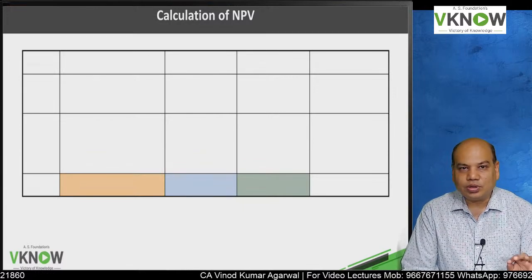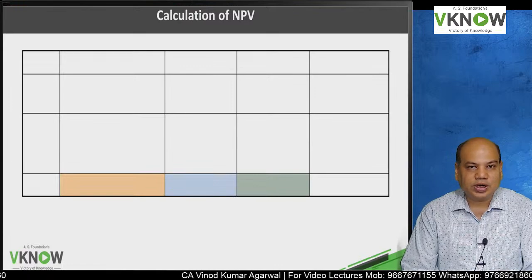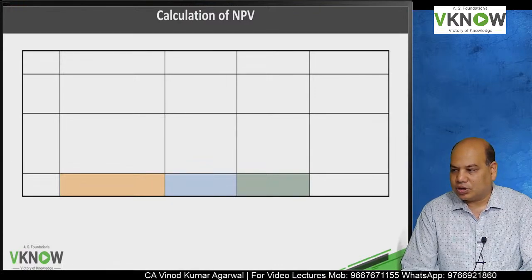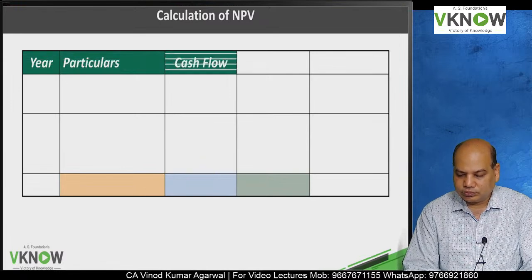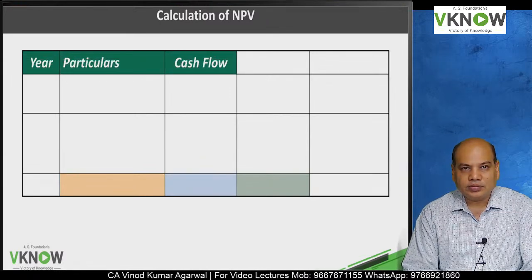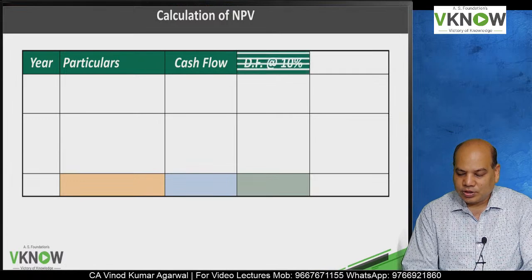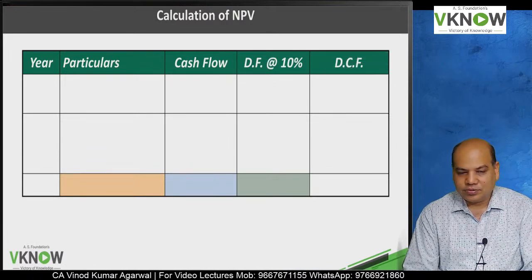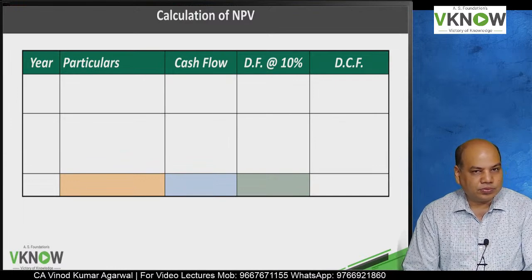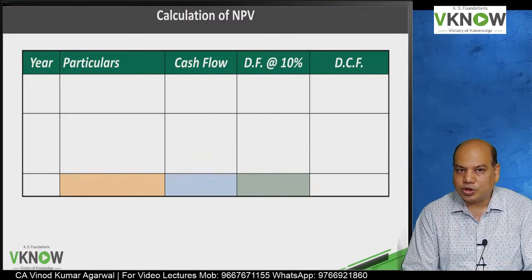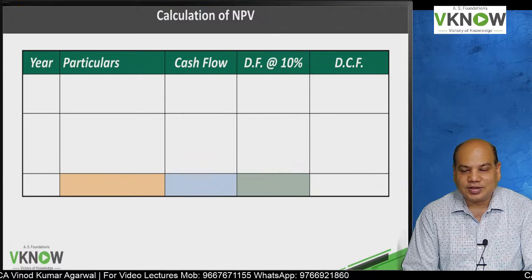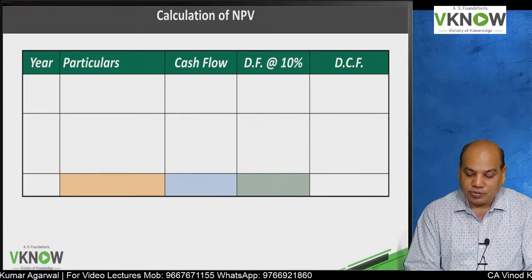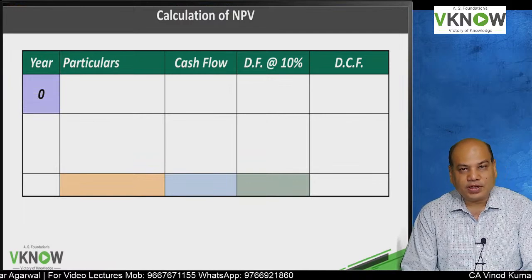So let us calculate the NPV now. Write down the calculation of NPV. Draw the format: year, particulars, cash flow, discounting factor at 10%, discounted cash flow. Very important question for 20 marks. Take it seriously. If it is asked in your exam again, and if you have not practiced, you may find it difficult.